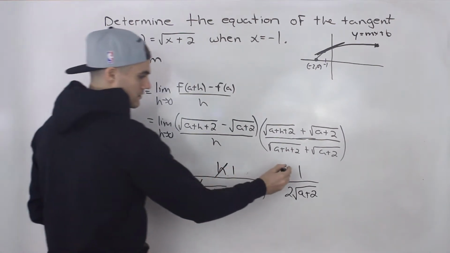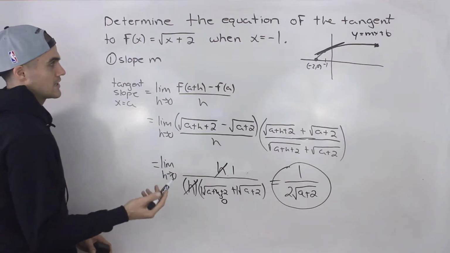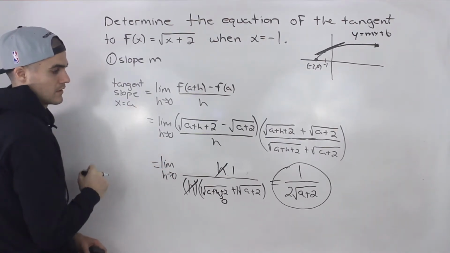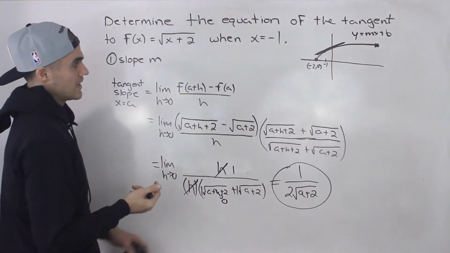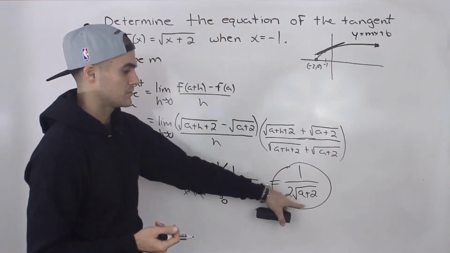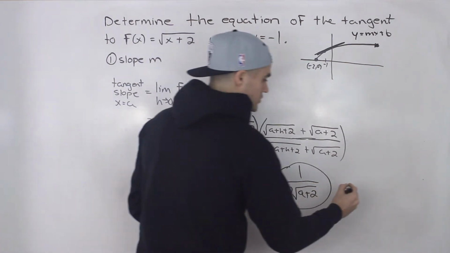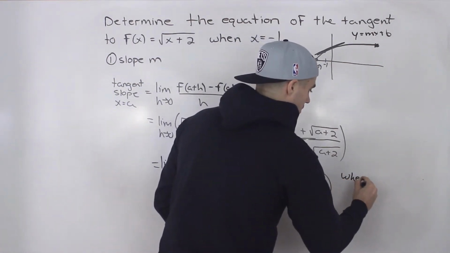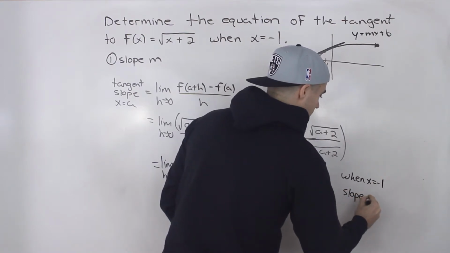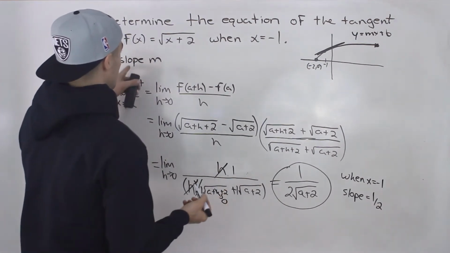Right? So this here is the general expression for the slope of the tangent at an x value of a. And now we need the slope of the tangent at a specific x value, -1, so we just plug in -1 for a. So -1 plus 2 is 1, square root of 1 is 1, so we're just left with 1 over 2. So when x equals -1, the slope of the tangent is equal to 1/2. Right? So step 1 is complete.